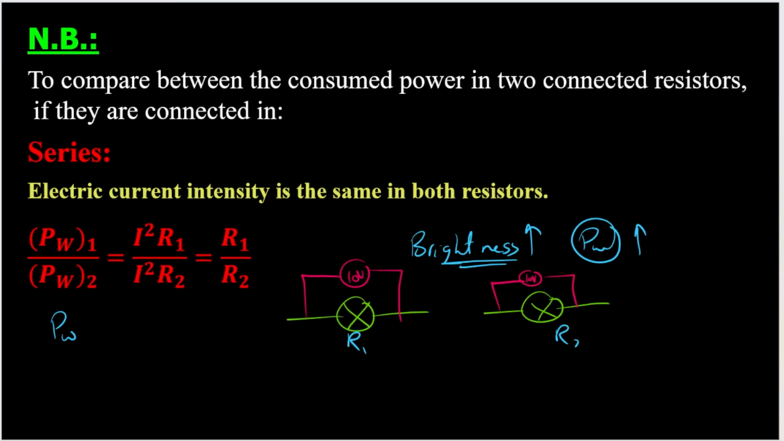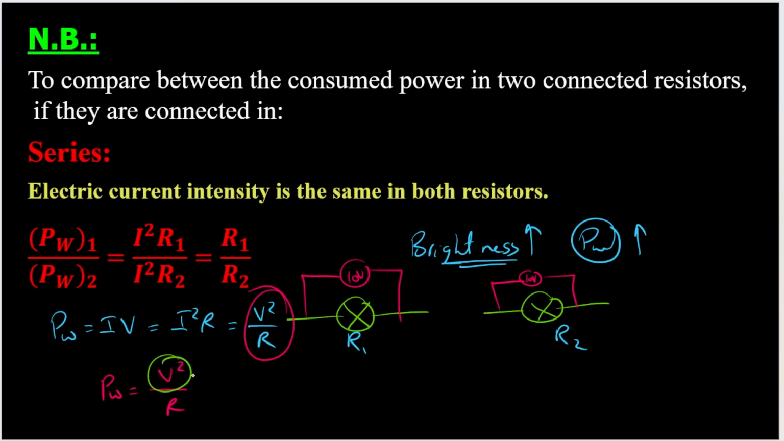So in this case, which one is the smartest? This is R1, this is R2. Which relation is the smartest one to compare between the brightness of these two lamps? Is it I times V, or is it I squared times R, or is it V squared over R? In fact, the smartest formula here is this one. Why? Because according to this relation, and according to the situation that we have, potential difference is constant. So this means that the lamp which has the lowest resistance will consume the maximum power. So power and resistance are inversely proportional in this case.